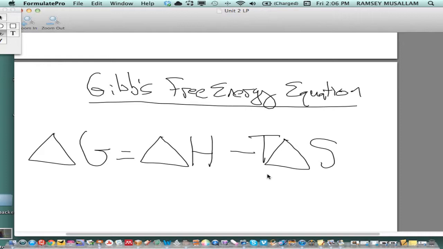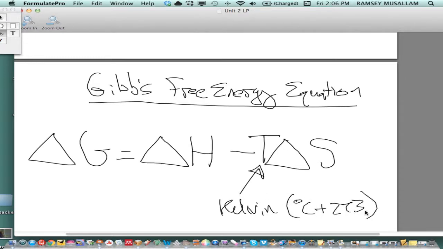So if they ask you to solve for a problem, you just literally plug into this. Kelvin, remember, is degrees Celsius plus what? 273. Okay, so I doubt on the SAT subject test you have to do anything with this, but it's a good equation to just know.